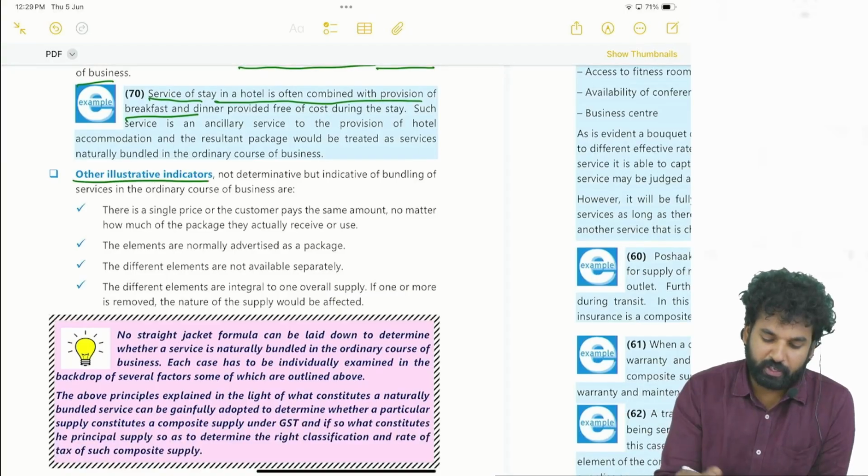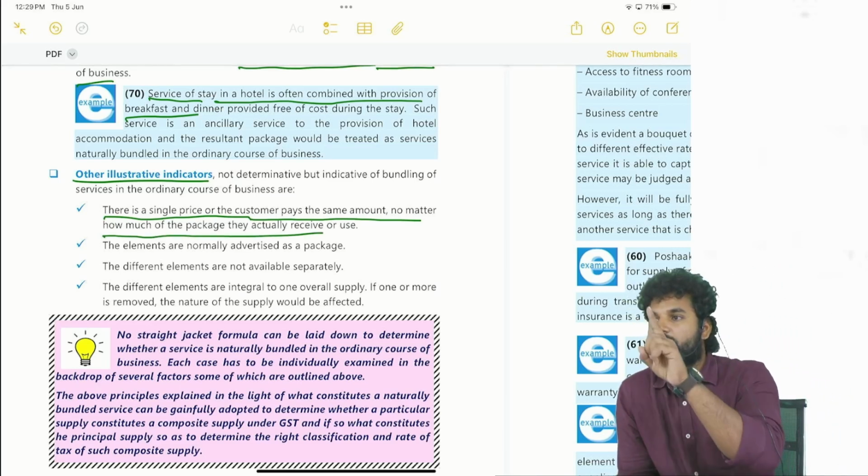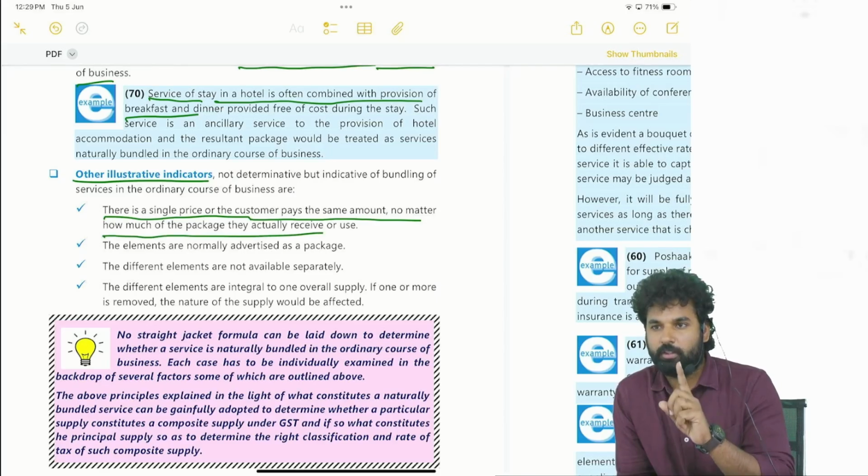Other illustrative indicators are that there is a single price, or the customer pays the same amount no matter how much of the package they actually receive. For all the products there is a single price. Another indicator is that there is not a separate charge for each and every item separately.